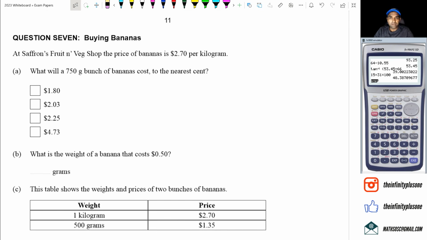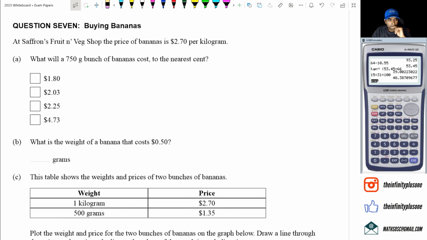Question 7. Buying bananas. All right, question 7. So what do we got? We've got $2.70 for a kg, and we're trying to figure out what 750 grams of banana will cost. All right, so $2.70 per kg.